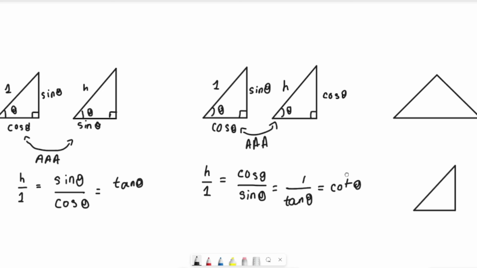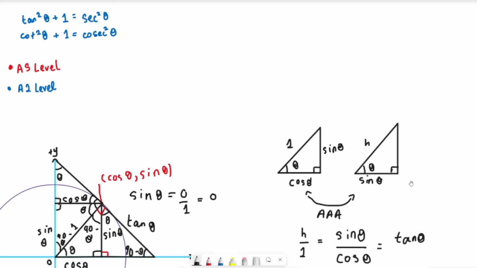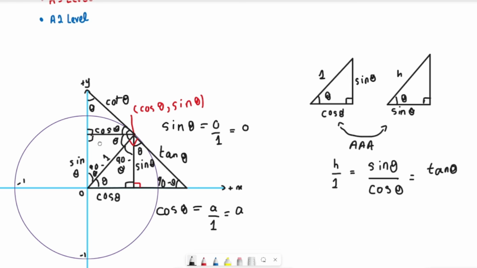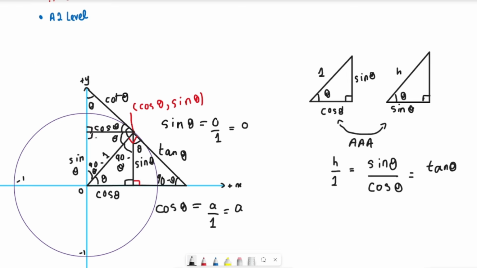So let's go back to the circle we were on. We can see here that this was the hypotenuse. So I can safely write here that this is the cotangent of theta. Now we're going to derive the last two identities, and those are secant and cosecant.